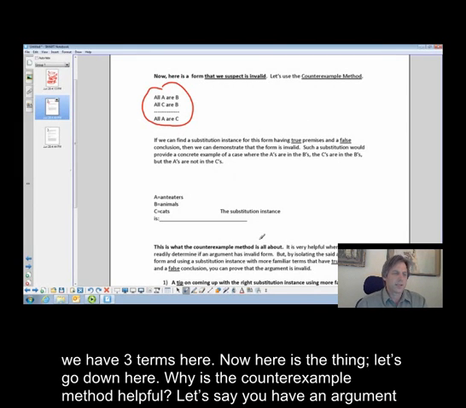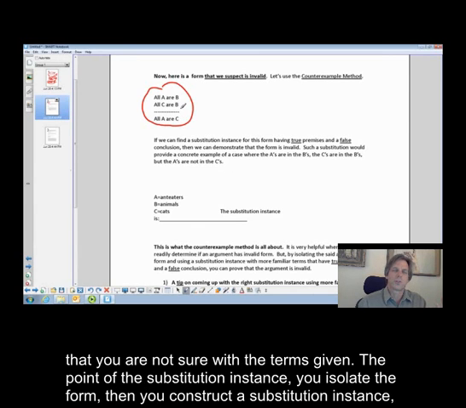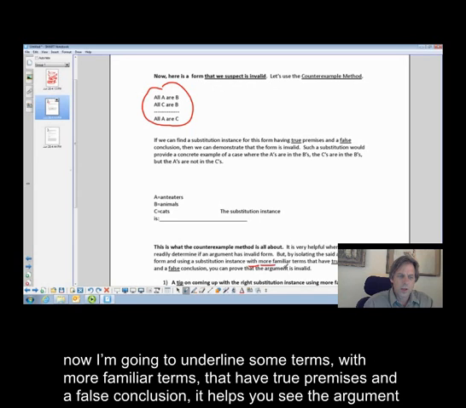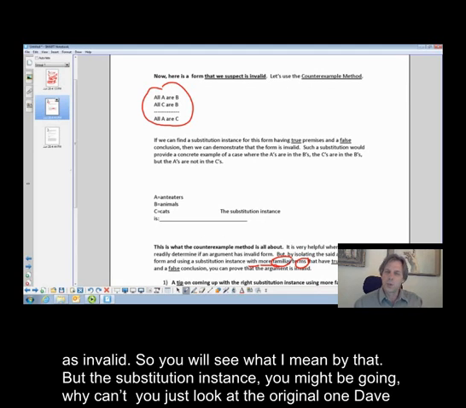Now here's the thing. Let's go down here. Why is the counterexample method helpful? Let's say you have an argument that you're not sure about with the terms given. The point of the substitution instance is, you isolate the form, then you construct a substitution instance. If you can't readily determine if an argument has an invalid form, you isolate the argument form and use a substitution instance, now I'm going to underline some terms, with more familiar terms that have true premises and a false conclusion. It helps you see that the argument is invalid. So you'll see what I mean by that.